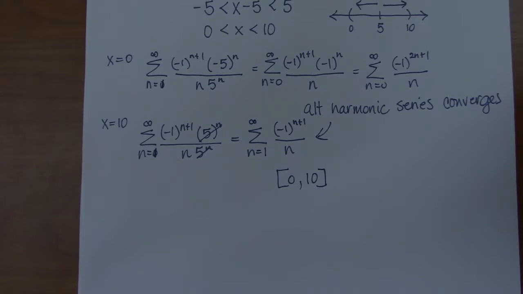So, right, we use parentheses when we don't include the endpoint. We use brackets when we do include it. So this thing is convergent at its endpoints.